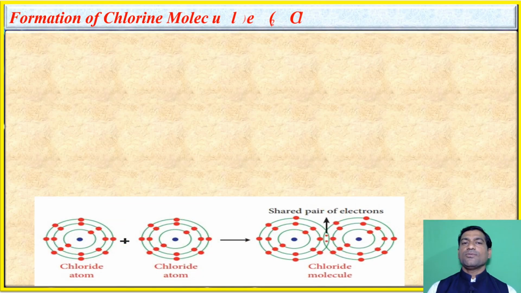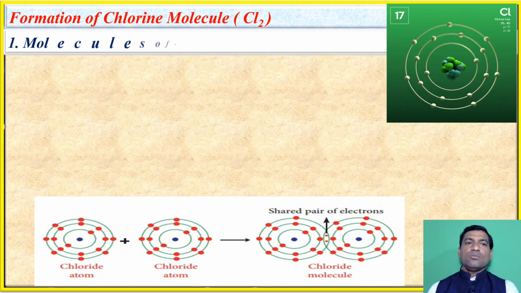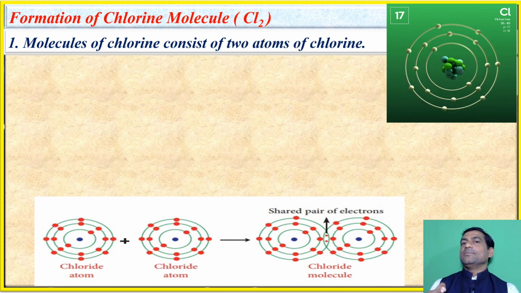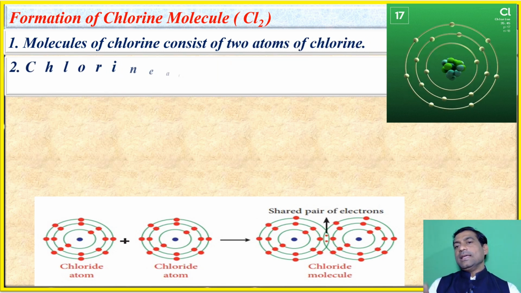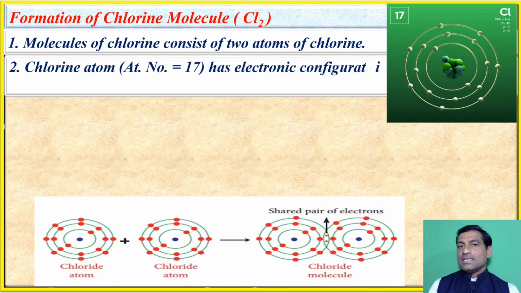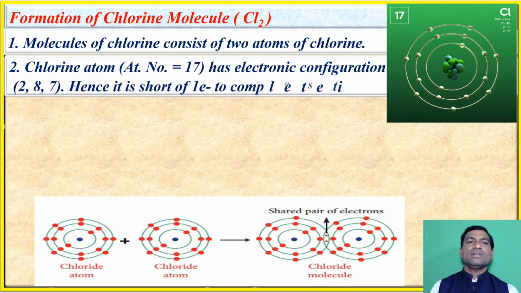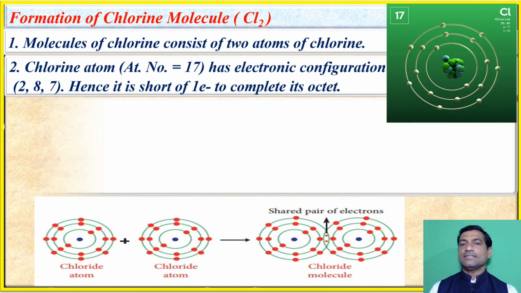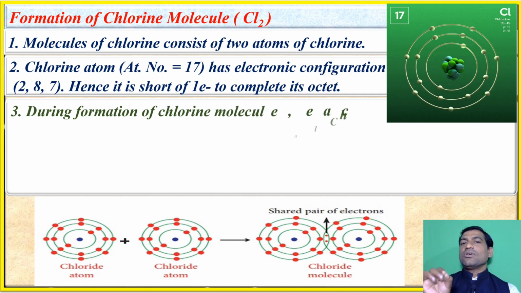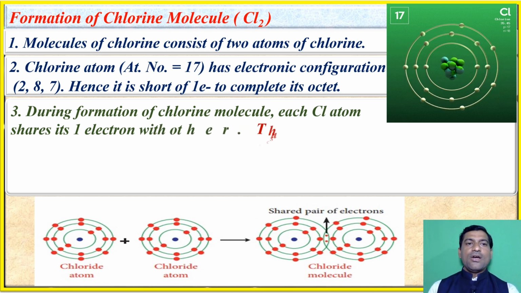The formation of chlorine molecule. तर त्या ठिकाणी फॉर्मेशन ऑफ क्लोरीन मॉलिक्यूल, how the chlorine molecule is formed. Here the molecule of chlorine consists of two atoms of chlorine. The atomic number of chlorine is 17, and the electronic configuration of chlorine is 2, 8, 7. Means first orbit contains 2 electrons, second orbit contains 8 electrons, and the last orbit contains 7 electrons. Hence it is short of one electron to complete the octet. Means the chlorine requires one electron to complete the octet.